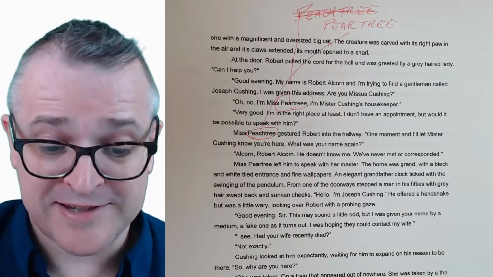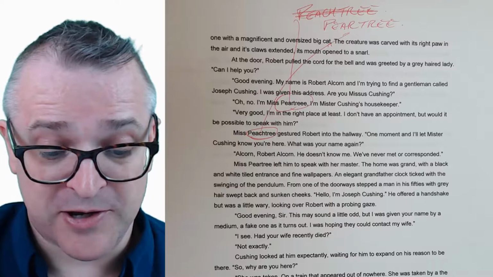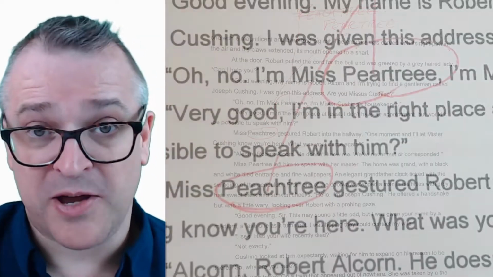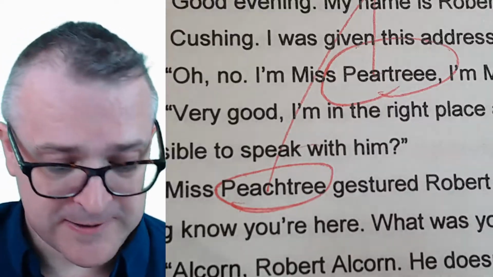One of the things I realised I was doing is I would throw in extra characters. I had Cushing's housekeeper. In one scene, I call her Mrs. Pear Tree. In another scene, I call her Mrs. Peach Tree. There's an obvious mistake.